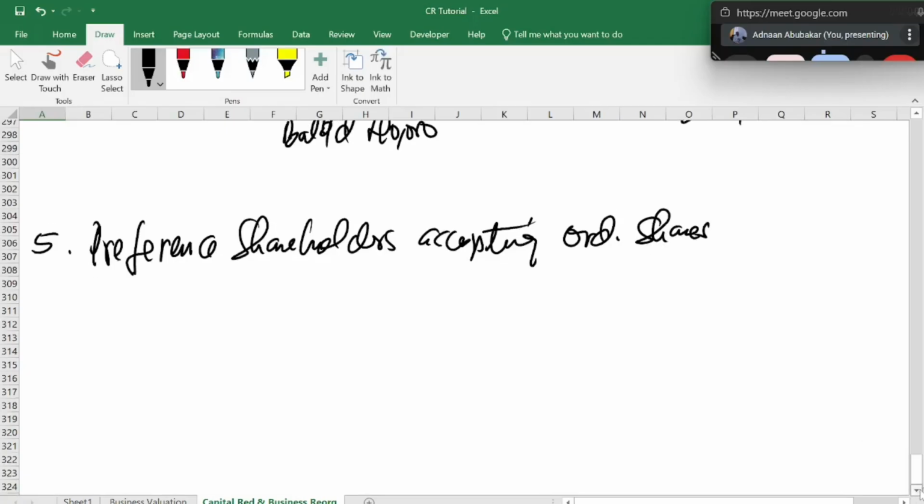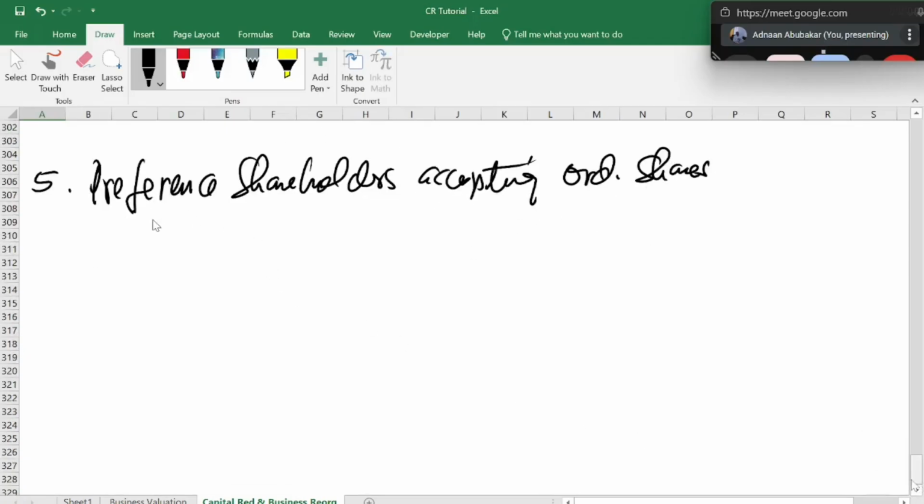So preference shareholders accepting ordinary shares. Here, when they accept, what happens? All you have to do is debit preference shares, then credit ordinary shares.